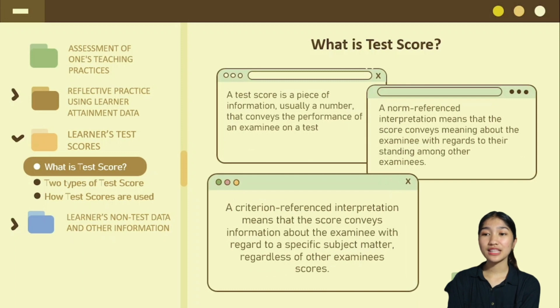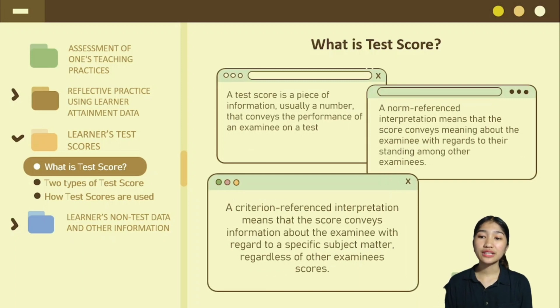A norm-referenced interpretation means that the score conveys meaning about the examinee with regards to their standing among other examinees. So, ibig sabihin, we are comparing the students' scores. We determine their standing based on the score they got, and ibig sabihin, kunwari, si student A, 88 yung nakuha niya, and then i-compare natin siya to the whole class or to the norm group para ma-determine natin kung ano yung standing niya sa buong group.